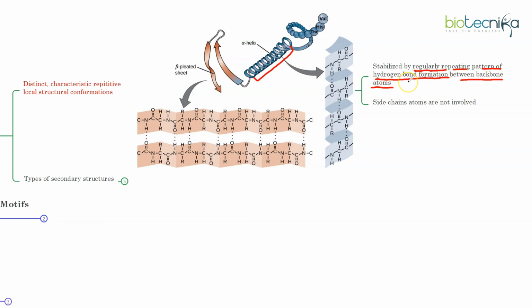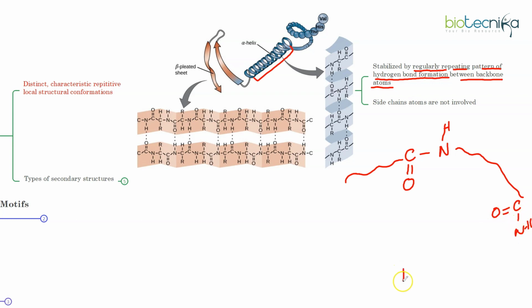Hydrogen bonds are between the backbone atoms. So what is the backbone? As we know, we have the peptide backbone, and this is a continuation of the chain, and then you have some other CONH bond. So what will be the hydrogen bond?